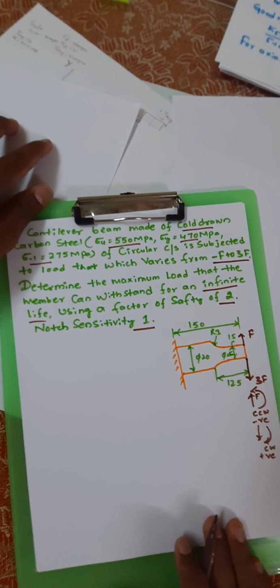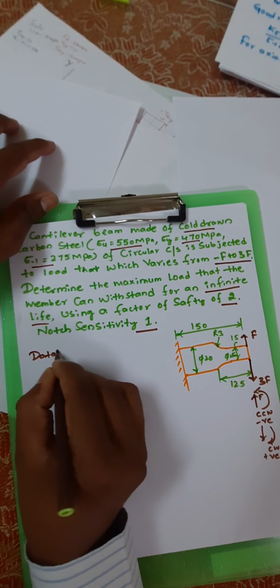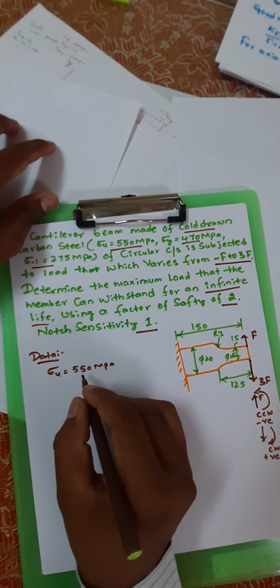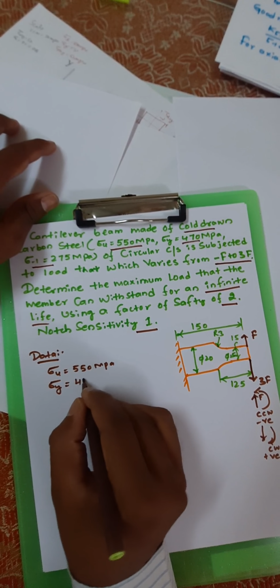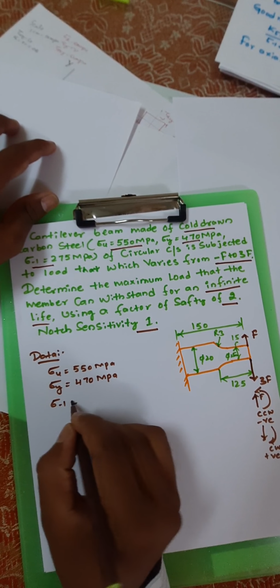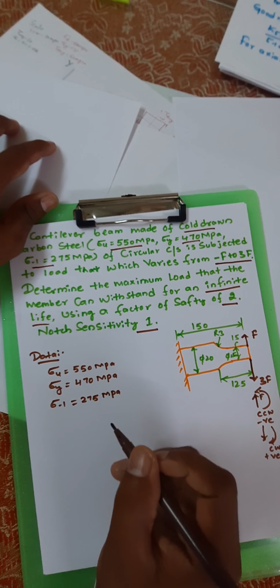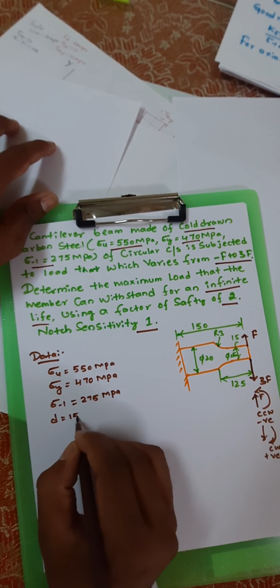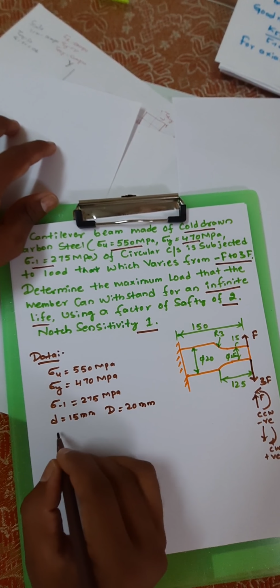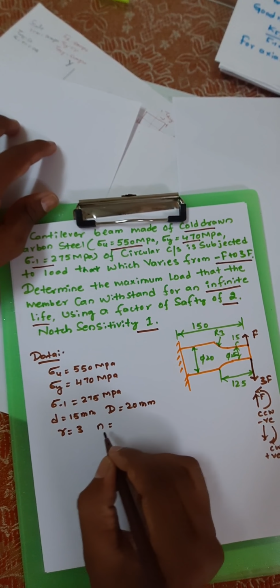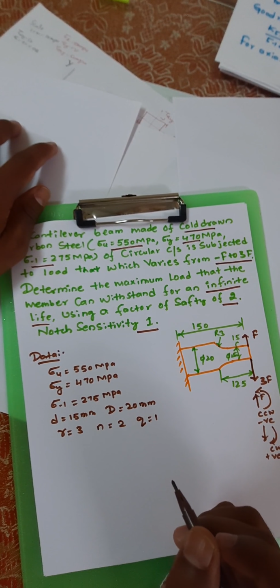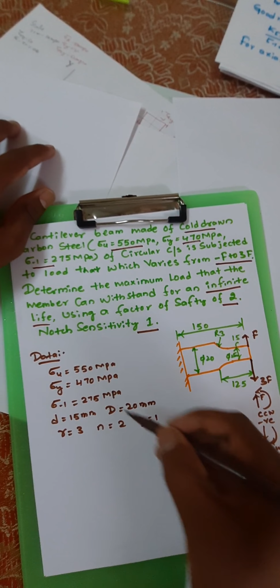First let us note down the given data. Sigma u is equal to 550 MPa, sigma y is equal to 470 MPa, and endurance limit sigma minus 1 is equal to 275 MPa. Also we know the small d, which is 15 mm, and capital D is equal to 20 mm. The radius of the fillet R is equal to 3, the factor of safety n is equal to 2, and the notch sensitivity, denoted by q, is equal to 1. This is the given data with respect to this problem.